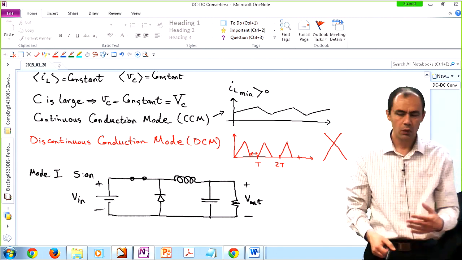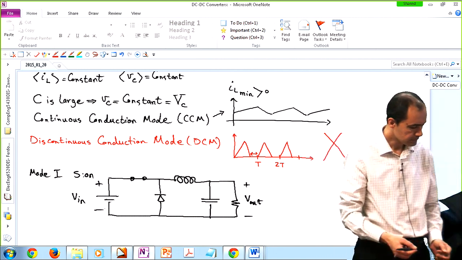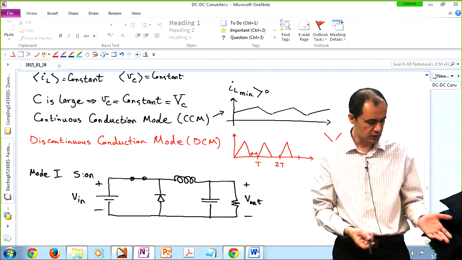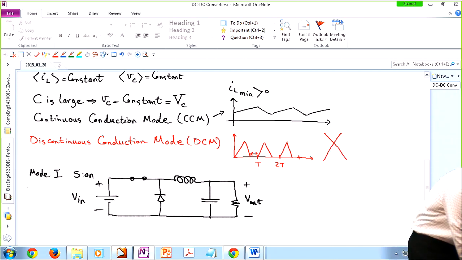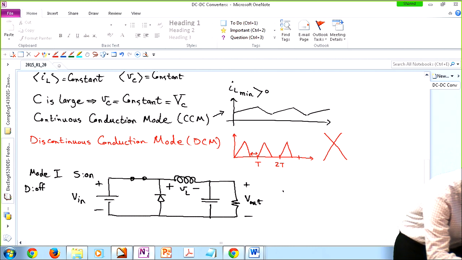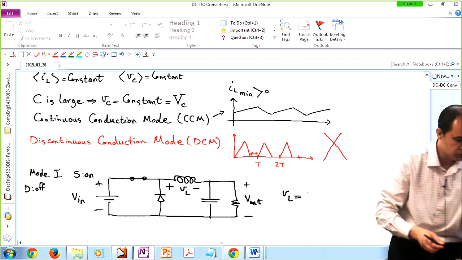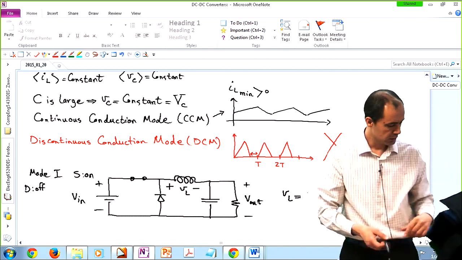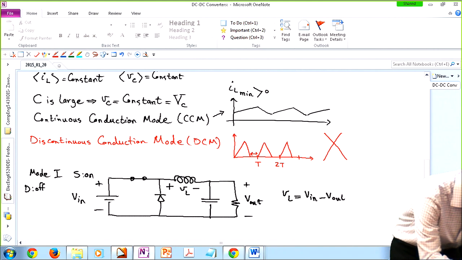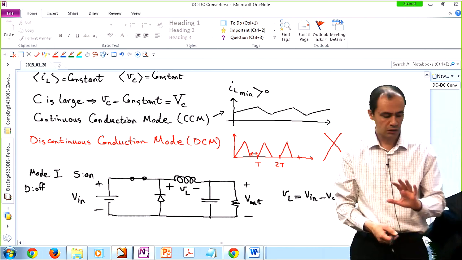Okay, so in mode 1, we are turning the switch on. And if you look, the diode is reverse biased by the input source. So the diode is off, so don't worry about the diode. Diode is off. And what we care about is this voltage drop. So if you write a KVL around the outer loop, VL is basically V in minus V out. All right, so this is all we need for now.